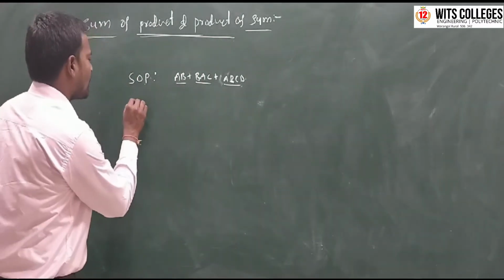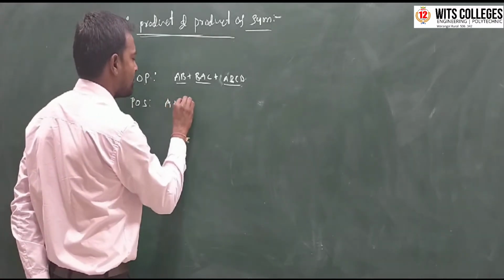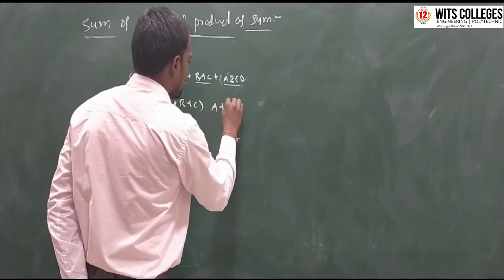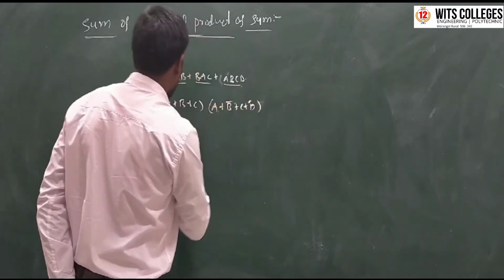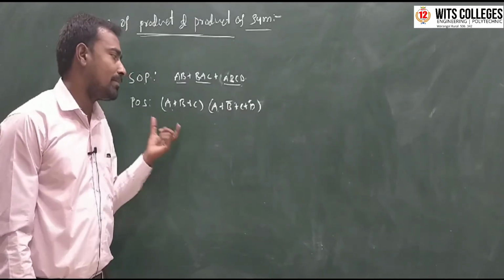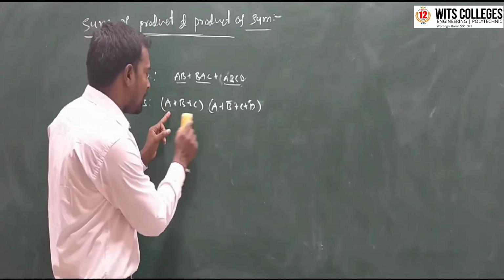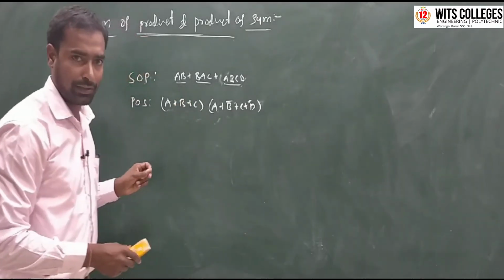And coming to the product of sums, here I am taking A plus B plus C and A plus B bar plus C plus D bar. Summed terms are multiplied with an AND gate. So these two are sums, and these two are products.